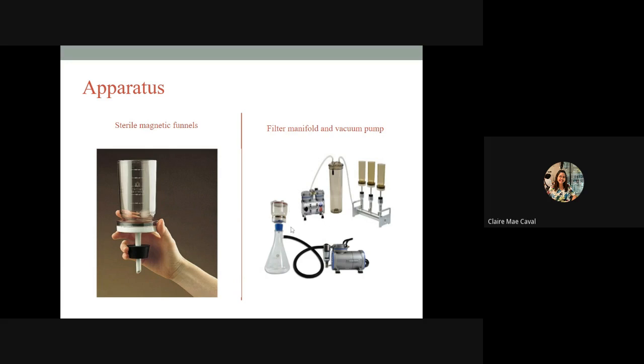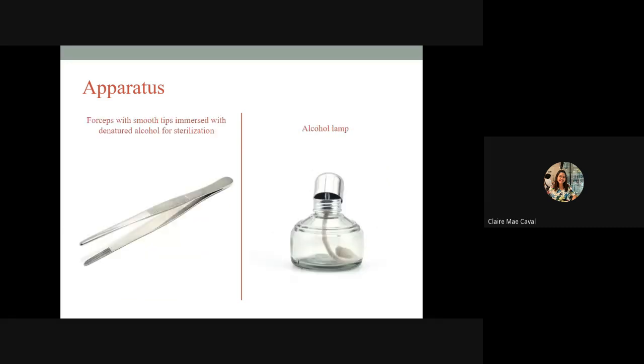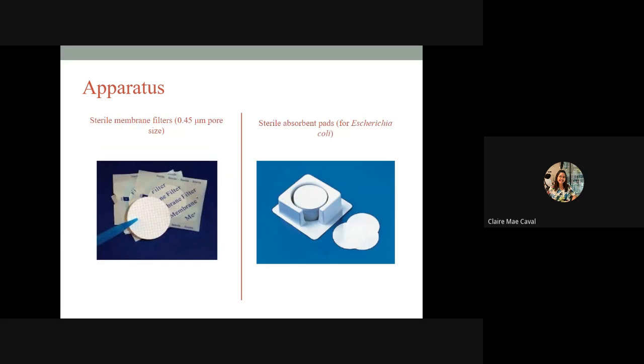But again, most water testing laboratories, they still apply the traditional multiple tube fermentation technique. Because in membrane filtration technique, you still need this apparatus, the membrane filter manifold and the vacuum pump. Another is forceps and alcohol lamp, also sterile membrane filters with 0.45 micrometer pore size.